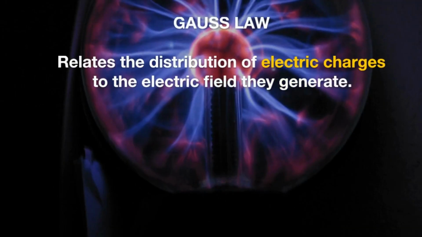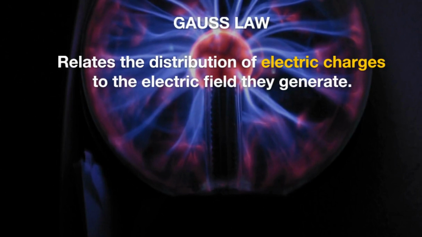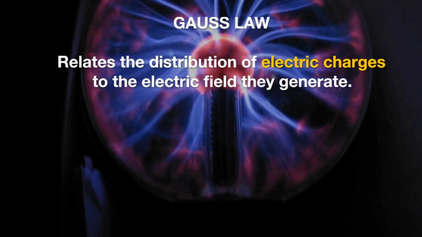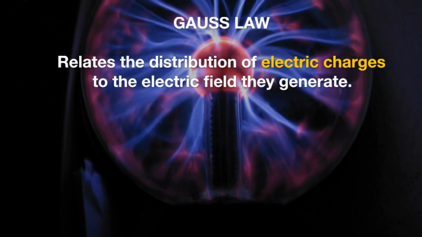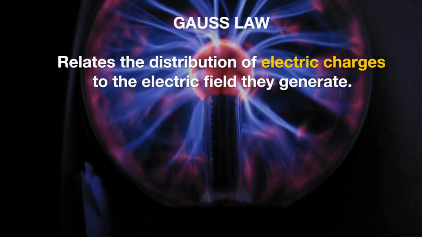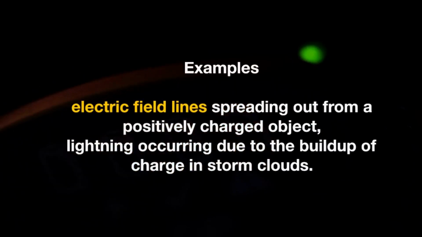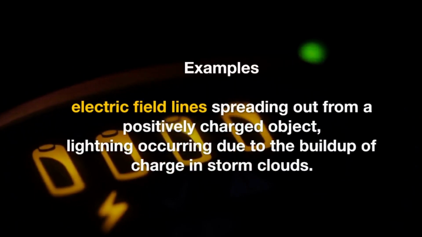Gauss's law. The total electric flux through a closed surface is proportional to the total charge enclosed by the surface. Gauss's law is a fundamental principle in electrostatics, relating the distribution of electric charges to the electric field they generate. Such as electric field lines spreading out from a positively charged object, or lightning occurring due to the buildup of charge in storm clouds.